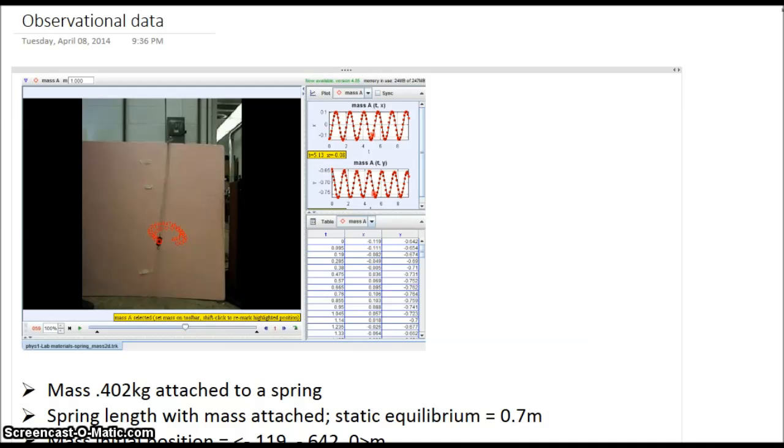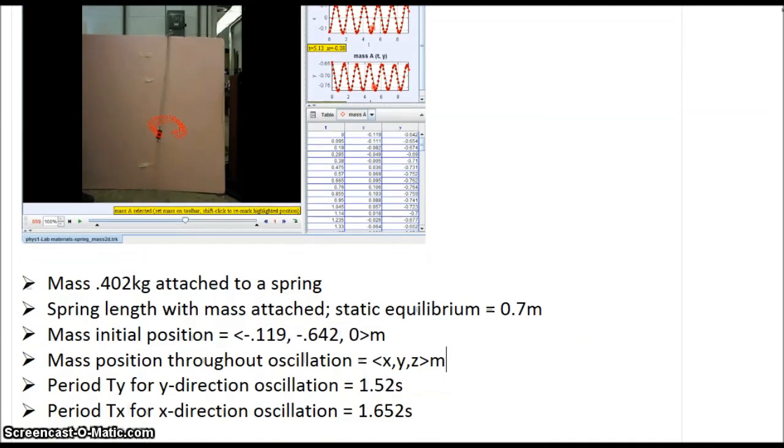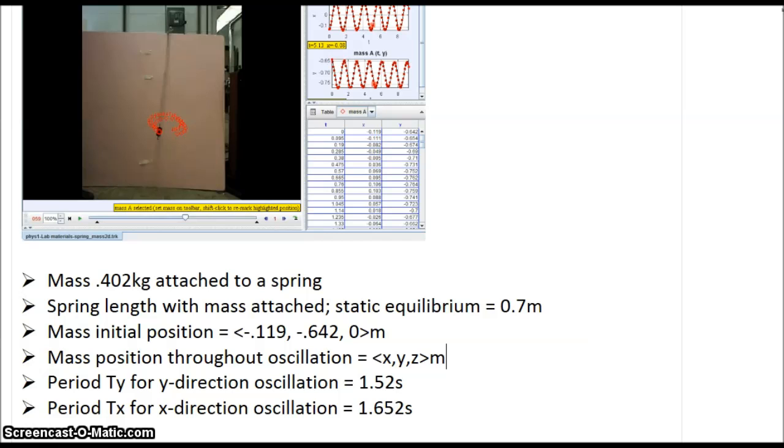The first step was to observe the motion of an object attached to a spring and to record data directly from that observation, including mass, spring length, the mass position throughout oscillation, and the period in the y and the x direction.